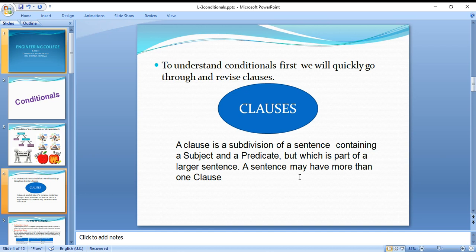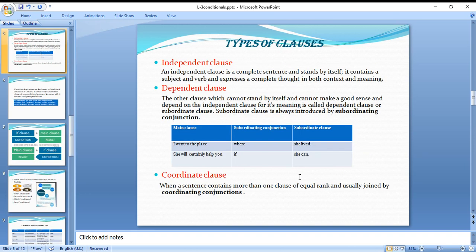To understand conditionals, first we will quickly go through and revise clauses. You are familiar with the clauses. A clause is a subdivision of a sentence containing a subject and a predicate, but which is part of a larger sentence. A sentence may have more than one clause.